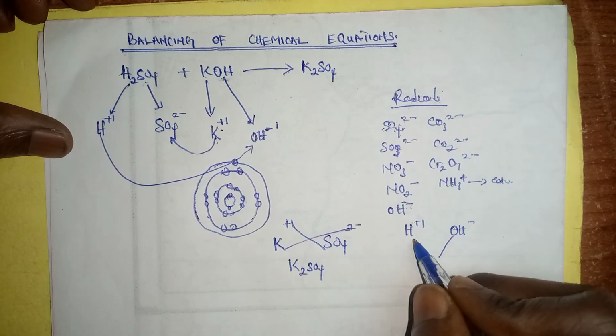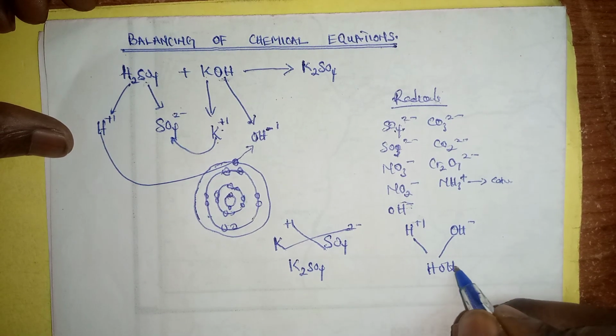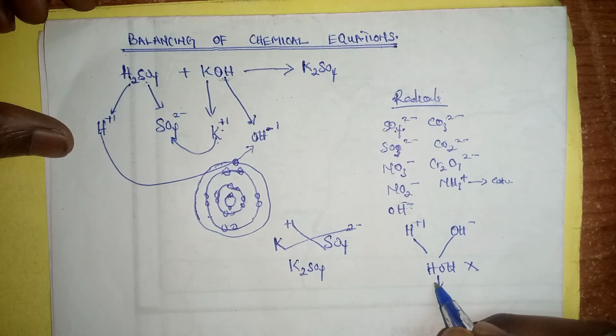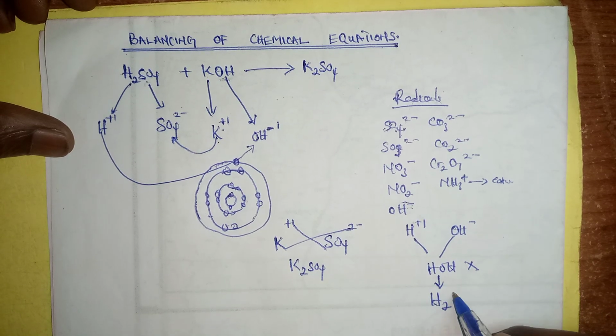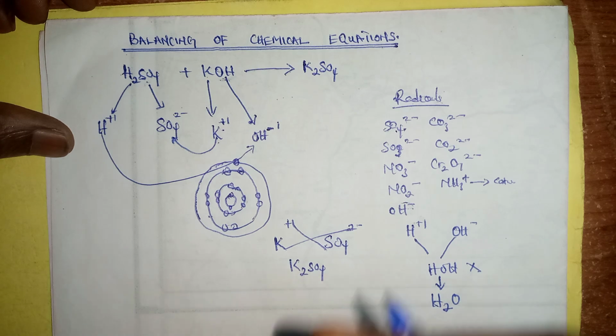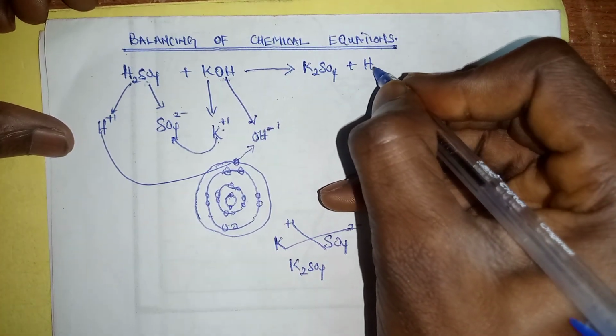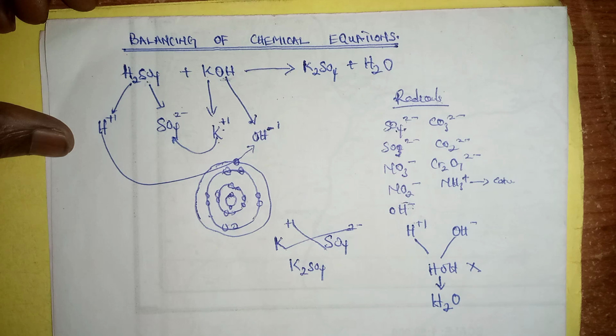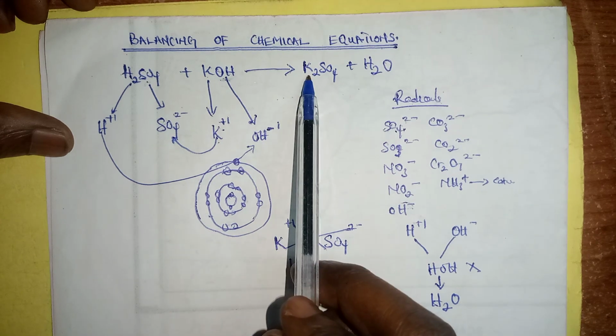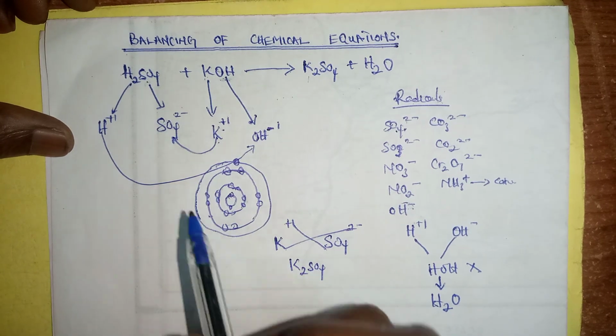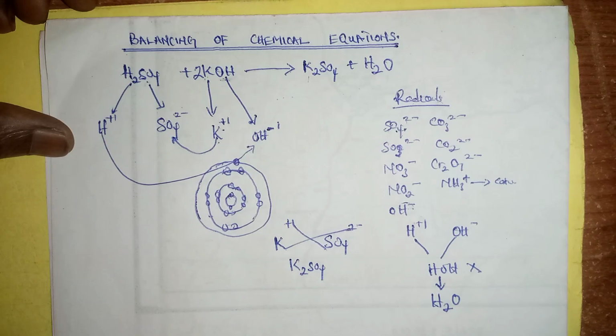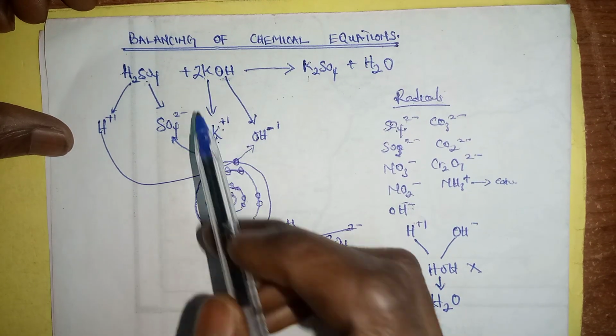So it's not possible for us to now have HOH. No, it is wrong. So we rather write it like this, H2O. So we copy it like this, plus H2O. So let's now balance the reaction. We have 2 potassium here. So we are going to write 2 potassium here also, so that we can have 2 potassium here.